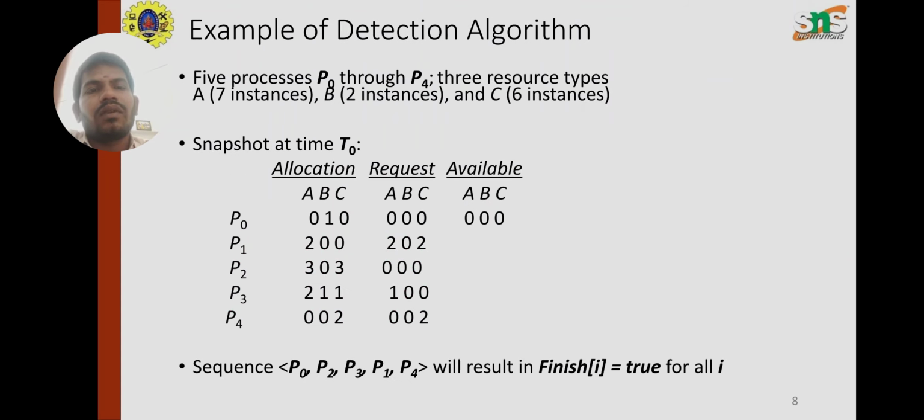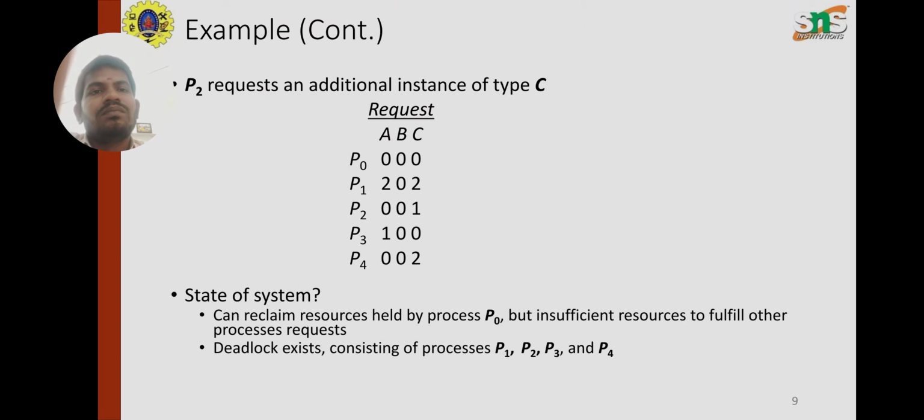Example of deadlock detection. We have five processes P0 to P4, and resource types A, B, C with instances. This is a snapshot at time T0, with the Allocation, Request and Available. The sequence P0, P2, P3, P1, P4 results in Finish[i] equal to true for all processes.